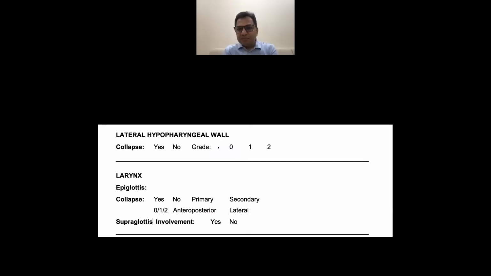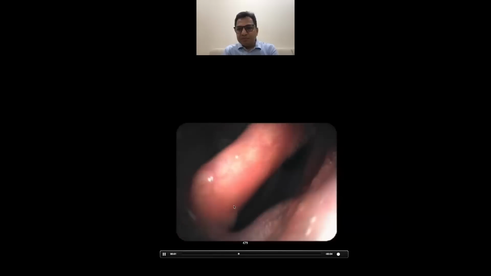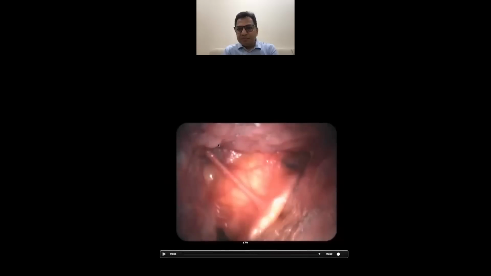Now, lateral hypopharyngeal wall, hypopharyngeal, not the oropharyngeal. So whether the lateral hypopharyngeal wall, that means behind the larynx, is collapsing or not, then you have to see the epiglottis, whether the epiglottis is collapsing or not, whether it's primary or secondary. Primary means because of itself, and secondary because of the tongue, whether there is supraglottic involvement or not, right? So this is a primary epiglottic collapse. Now you can see that the base tongue is not contributing. It is only the laxity of the median glossoepiglottic ligament, because of which the epiglottis is collapsing.